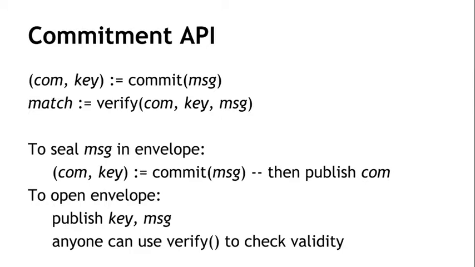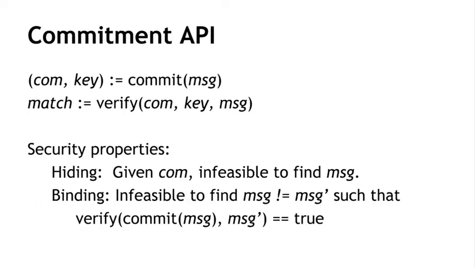Okay. And the property, of course, we want from this is that it behaves like sealing an envelope. And in particular, the two security properties are these. First, given COM, the commitment, the envelope on the table, someone just looking at the envelope can't figure out what the message is.